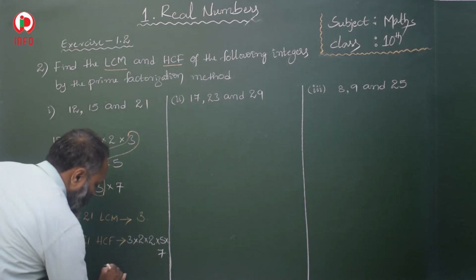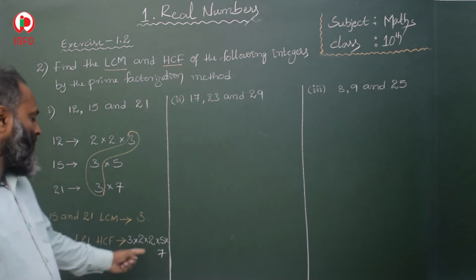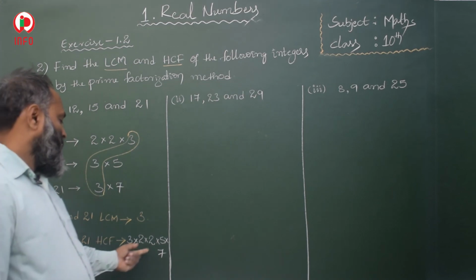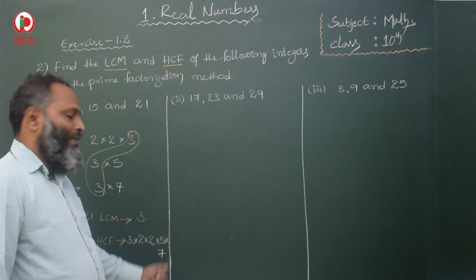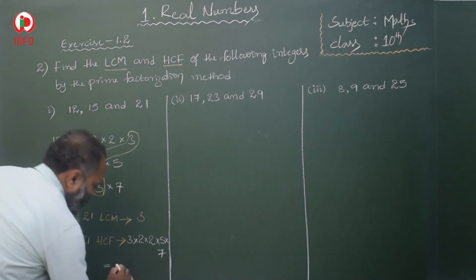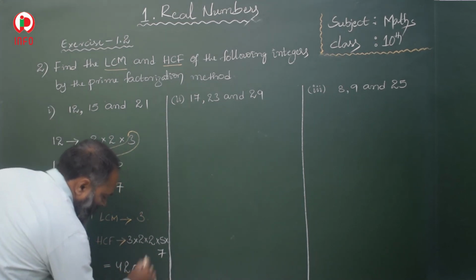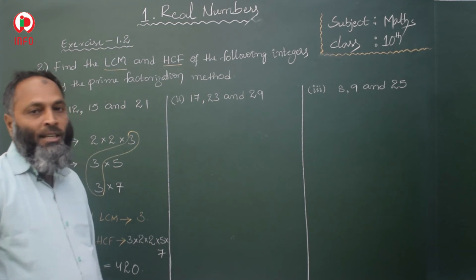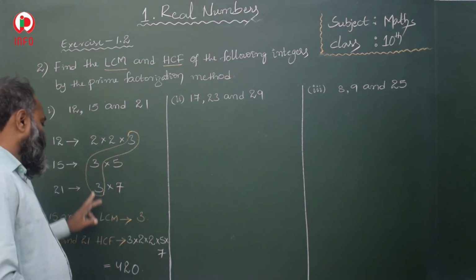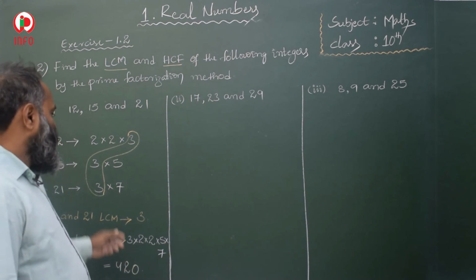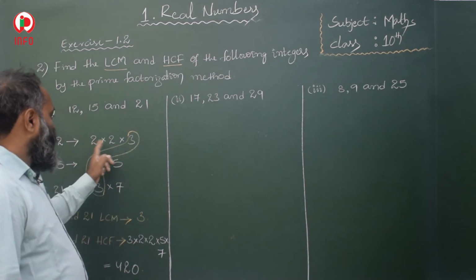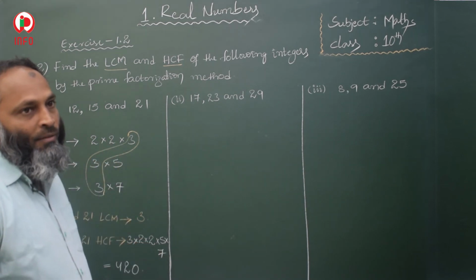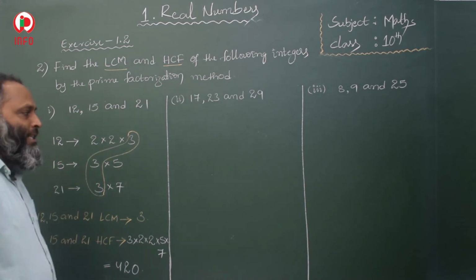Now what is the product? 3 2s are 6, 6 2s are 12, 12 5s are 60, 60 7s are 420. HCF is 420. What is the HCF? 420 is the HCF. Okay. In the LCM, whatever is common in all the three, that we have to write, and in HCF whatever is common, that we take, and the rest of the numbers, 2 into 2, whatever is left, that again we should take in product form. Then after that you find the product, and you will get the HCF.